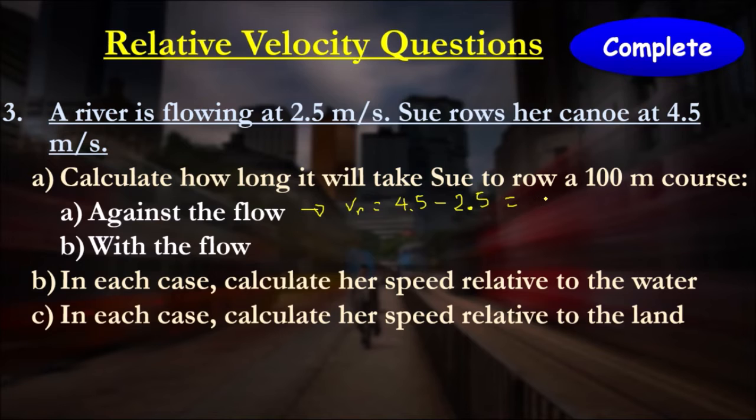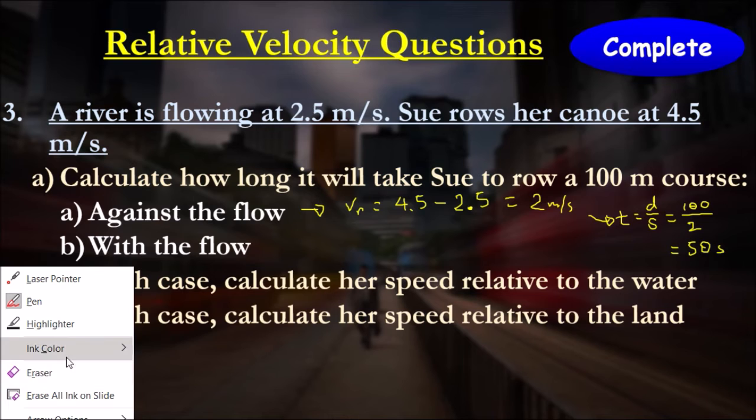And so their relative velocity would be about 2 meters per second. Okay. If I was to then calculate the time taken, time equals distance over speed, 100 divided by 2, it would take her about 50 seconds to reach that course.